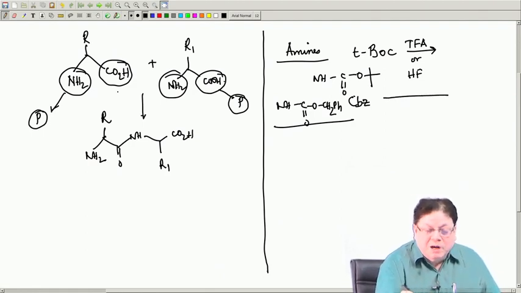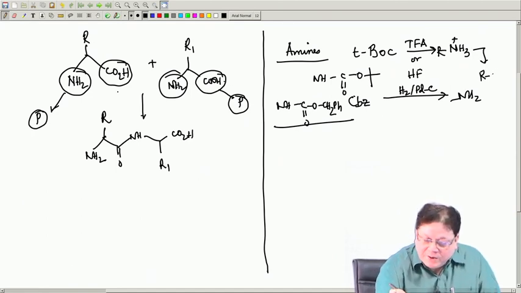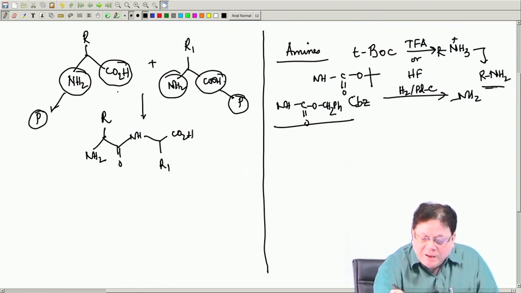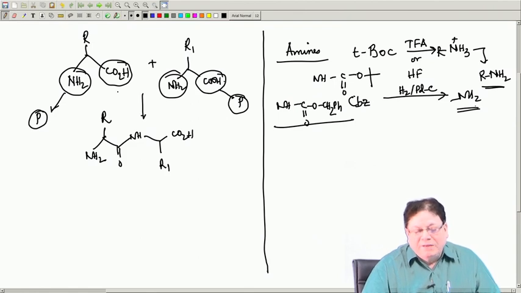Now, this CBZ group comes off with hydrogen, palladium on charcoal, and then you get the free amine. Here, to get the free amine you deprotect with acid, but remember, first you will get the TFA salt, and then you have to basify and remove the TFA, and you get the RNH2 free amine. So, these are the two protecting groups. They are frequently used because one does not affect the other.